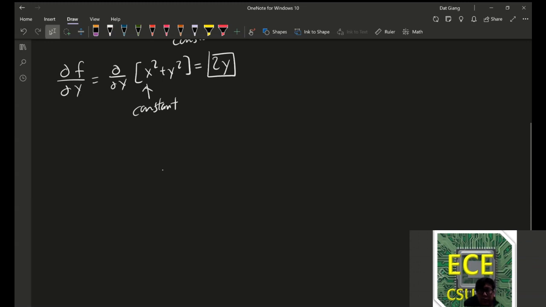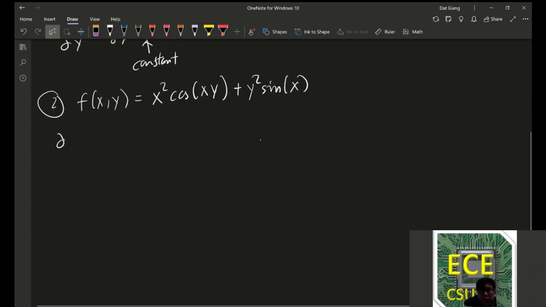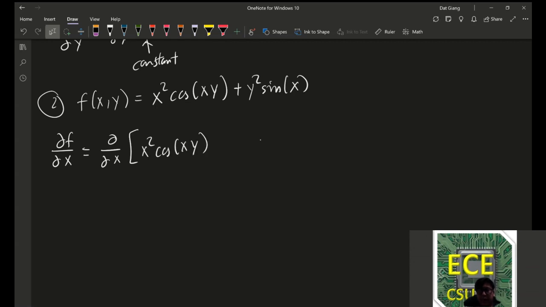Now, let us do another problem. Let's suppose our function is f of x, y. We have x squared cosine of xy plus y squared sine of x. Similar questions. What's the partial derivative with respect to x of our function f of x, y? This is the same as asking what's the partial derivative with respect to x of x squared cosine of xy plus y squared sine of x.